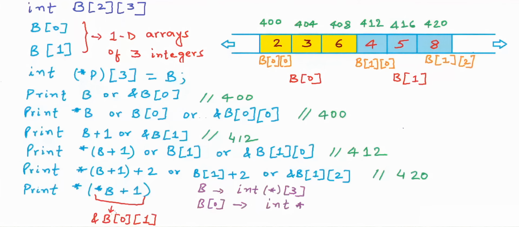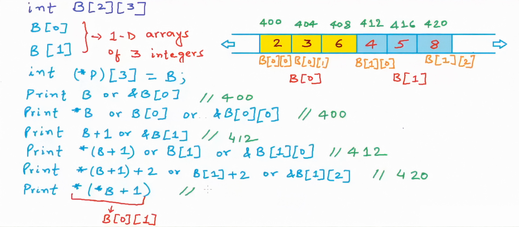*B + 1 is basically &B0[1]. And with this final dereferencing, we can get rid of this ampersand. So the overall expression will be B0[1], which is 3.